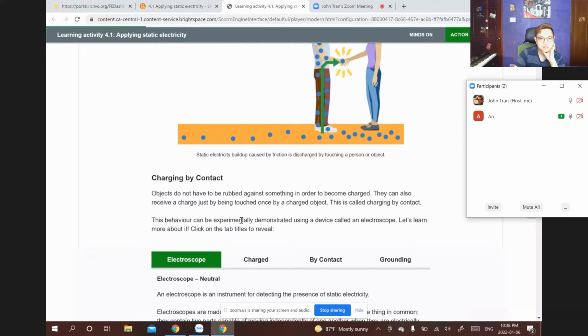experimentally demonstrated using a device called an electroscope. Scope means to watch, to see. Electro means electrons, or electricity. Like a device to see electricity: electroscope. People always think of something like that, and we can always invent new things.